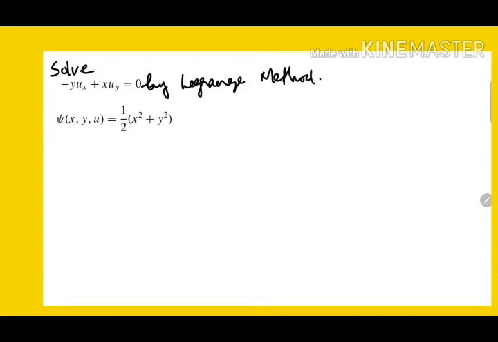So we have discussed the solution is of the form f of some arbitrary function of psi, phi equal to 0, and we have already discussed how to find psi. Now we have to determine phi. This can be done in the same way as we obtained psi. So now we have to find phi of x, y, u equal to beta.